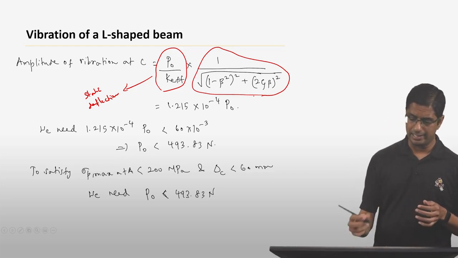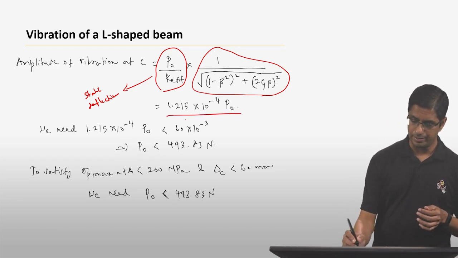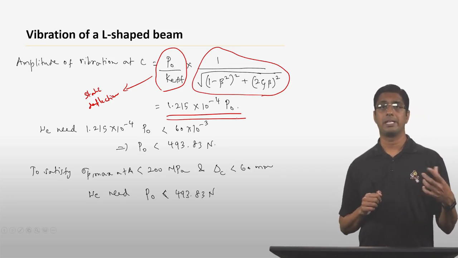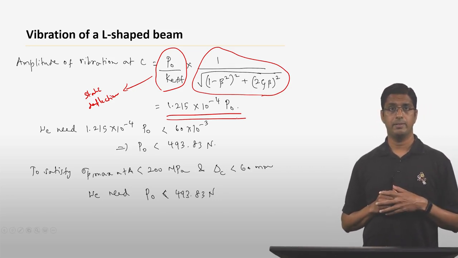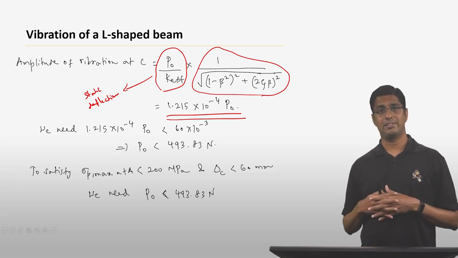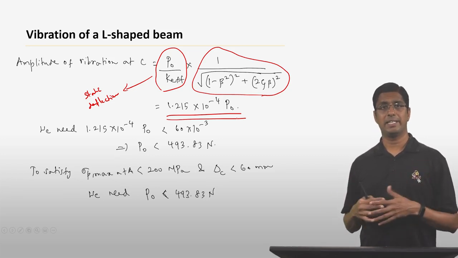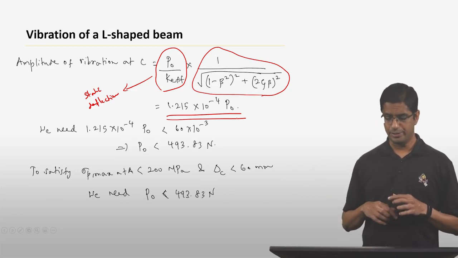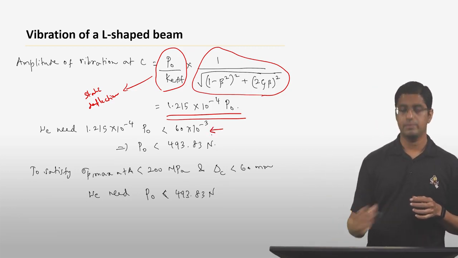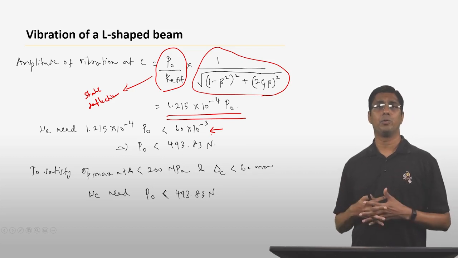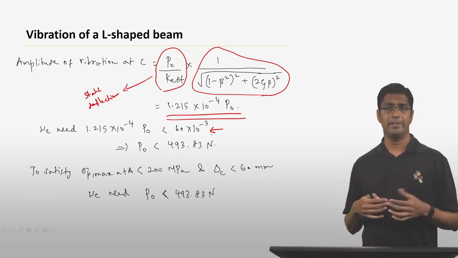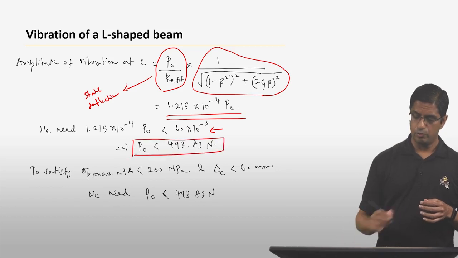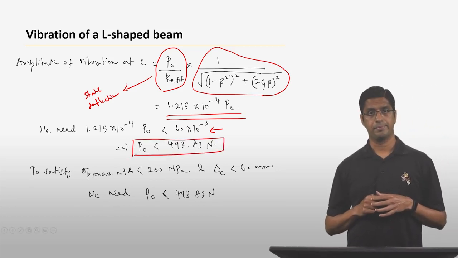And if you do the calculation, the amplitude of vibration at C is given by 1.215 times 10 to the minus 4 P naught. Okay? Now, the condition that we are asked to satisfy is that this particular amplitude of vibration at C should be less than 60 millimeters, which is what I have used here. Okay? And now, if you calculate the value of P naught, it turns out that P naught should be less than 493.83 newtons.